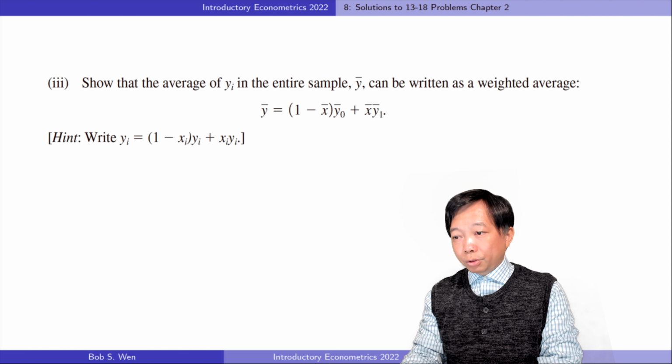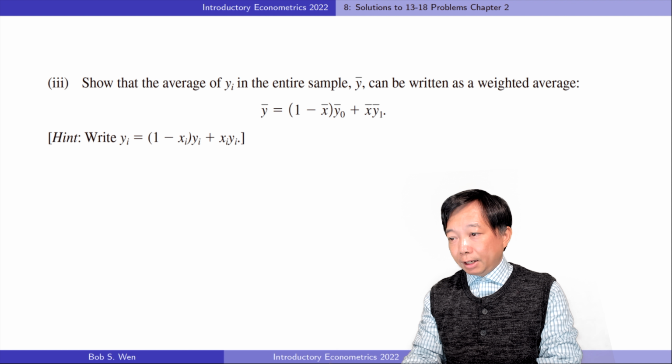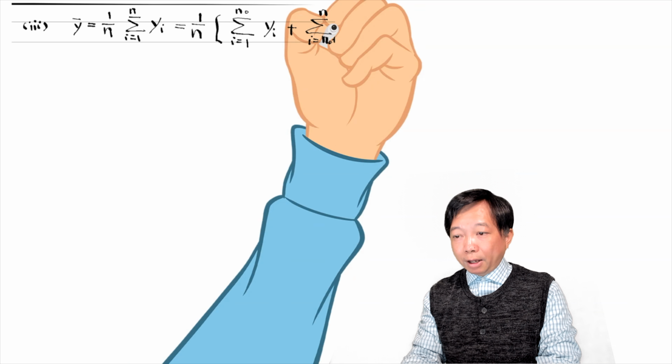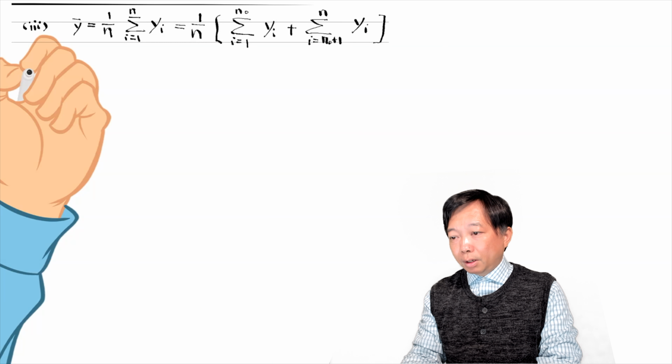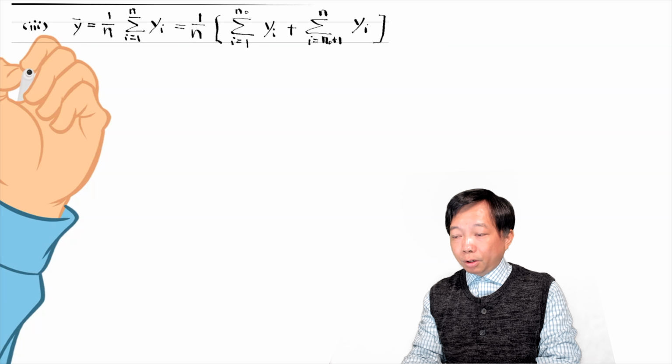The third question is to show that the average of yi in the entire sample, y bar, can be written as a weighted average. On the left-hand side is y bar. It can be expressed in two parts. The first part is the sample average of yi with xi equal to 0. That is, the first n0 observations. The second part is the sample average of yi with xi equal to 1. That is, the remaining n1 observations.